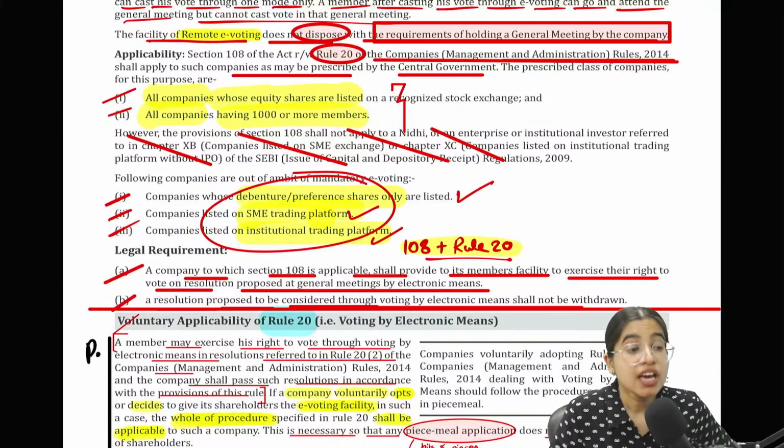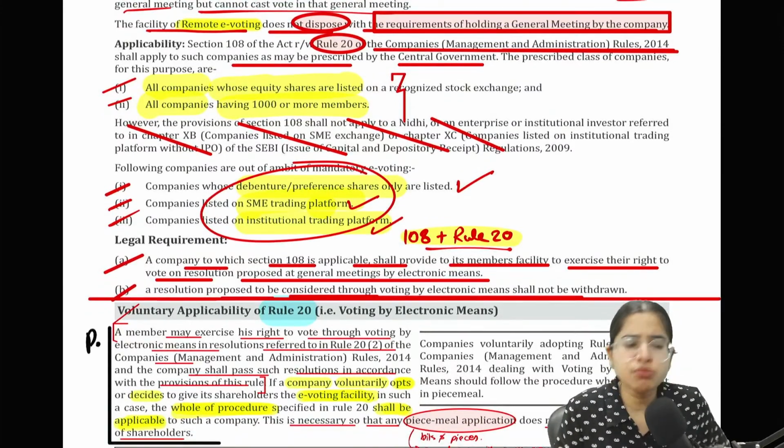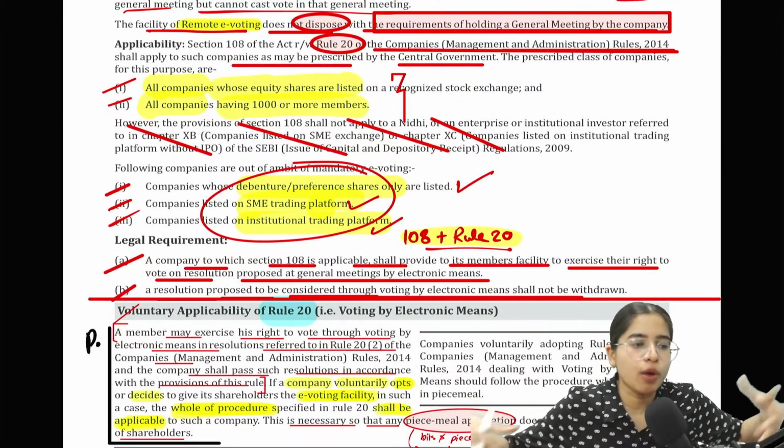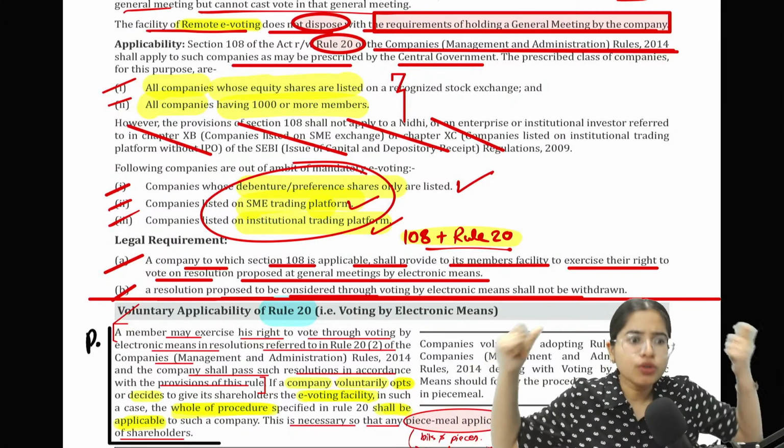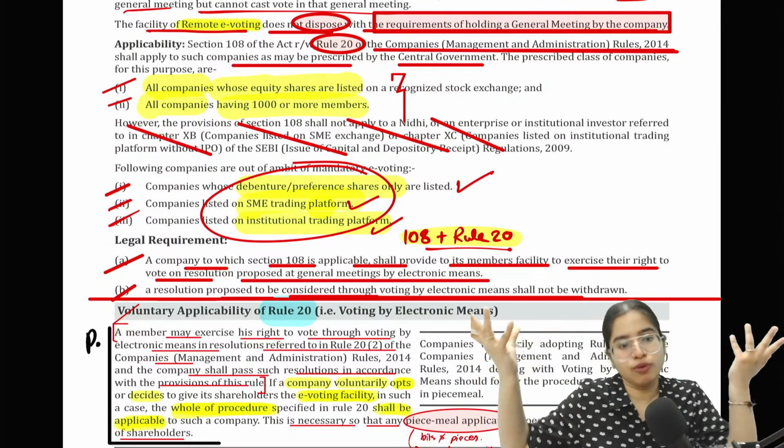I hope this point is crystal clear to all of you. And apart from this, any other company can voluntarily opt for e-voting. If you want to give an e-voting facility to your members, you can voluntarily opt for it.